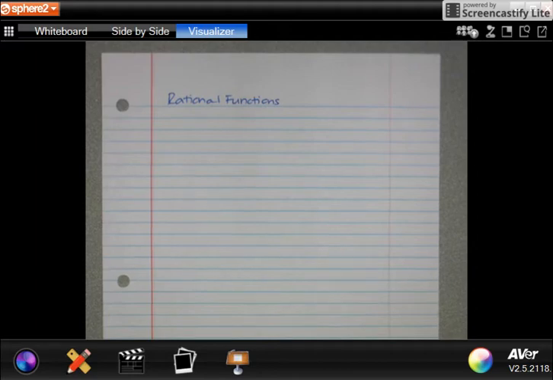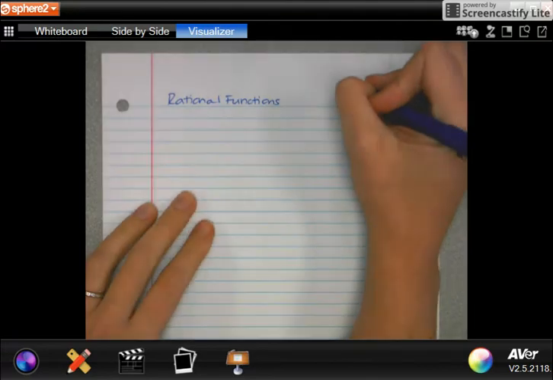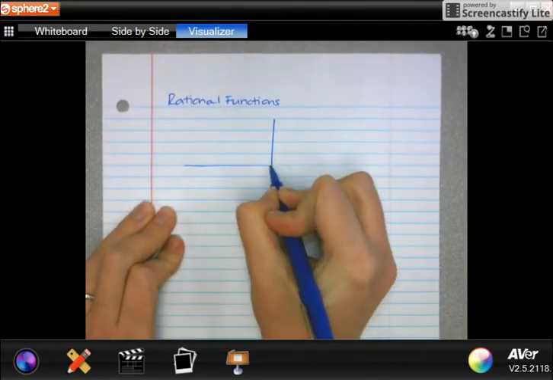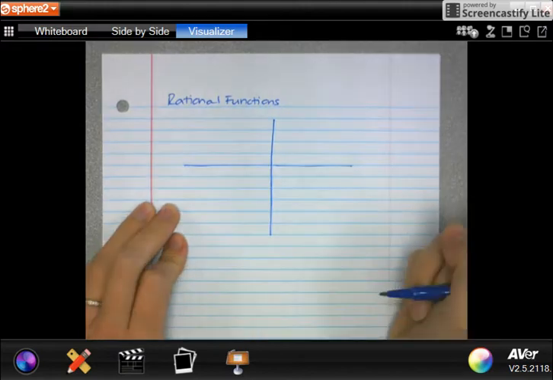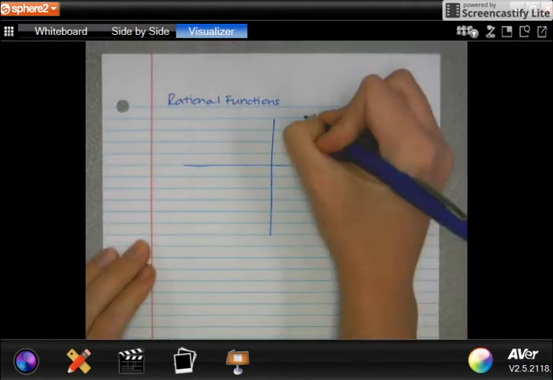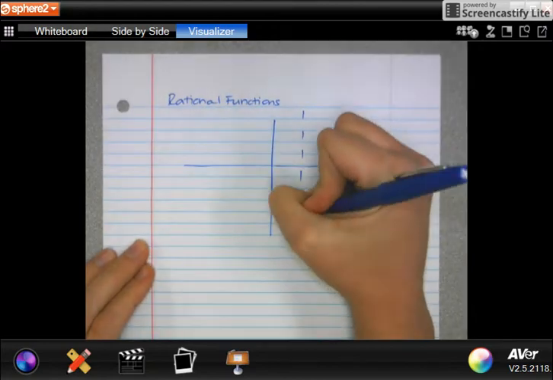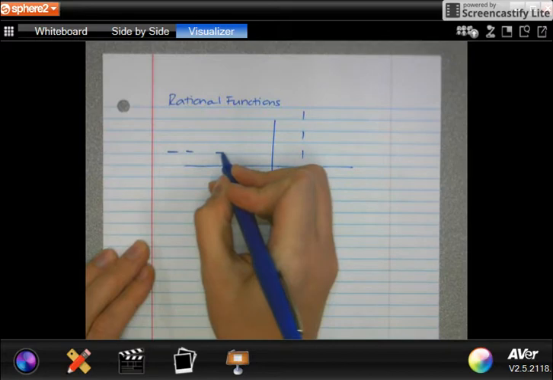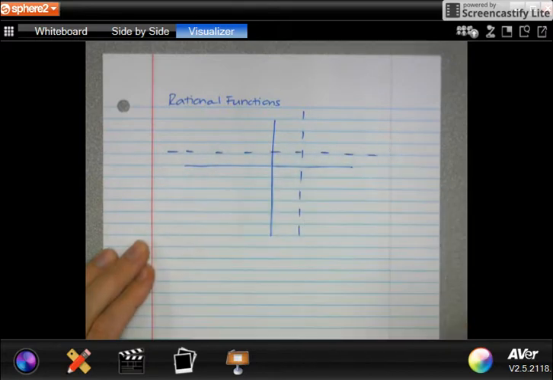So today we're talking about rational functions. Before we get started, I want to show you some of the different parts that are going to eventually be on the graphs of rational functions. So rational functions almost always are going to have some sort of vertical asymptote and a horizontal asymptote. Remember, asymptotes are like invisible lines that act as boundaries.